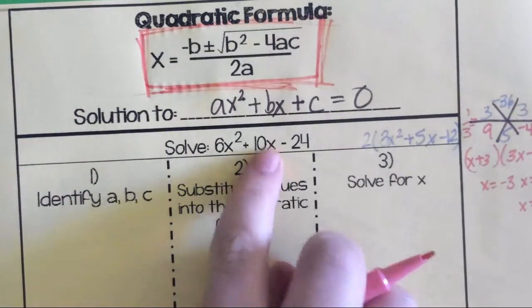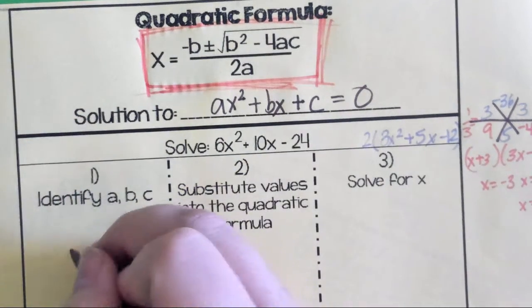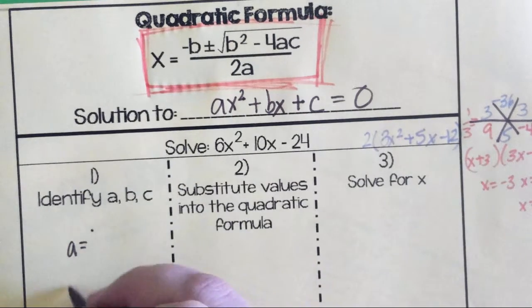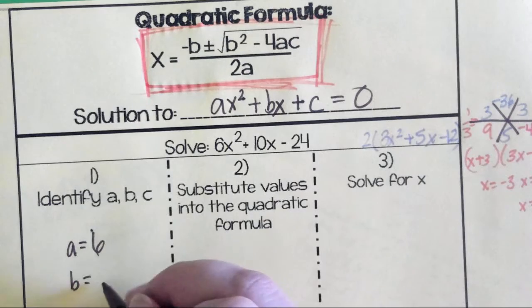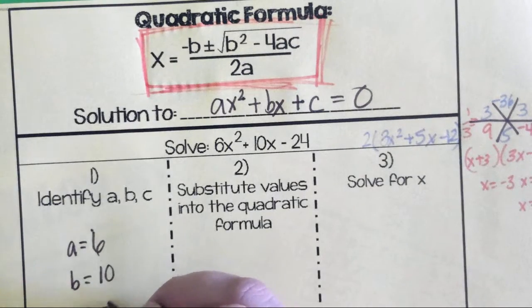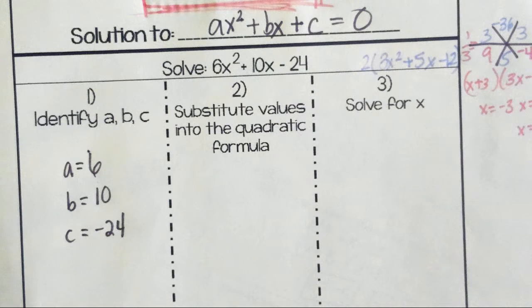We're given this example. What is our A? What is our B? What is our C? A is 6, B is 10, C is. So far this seems really easy. So far, so good.